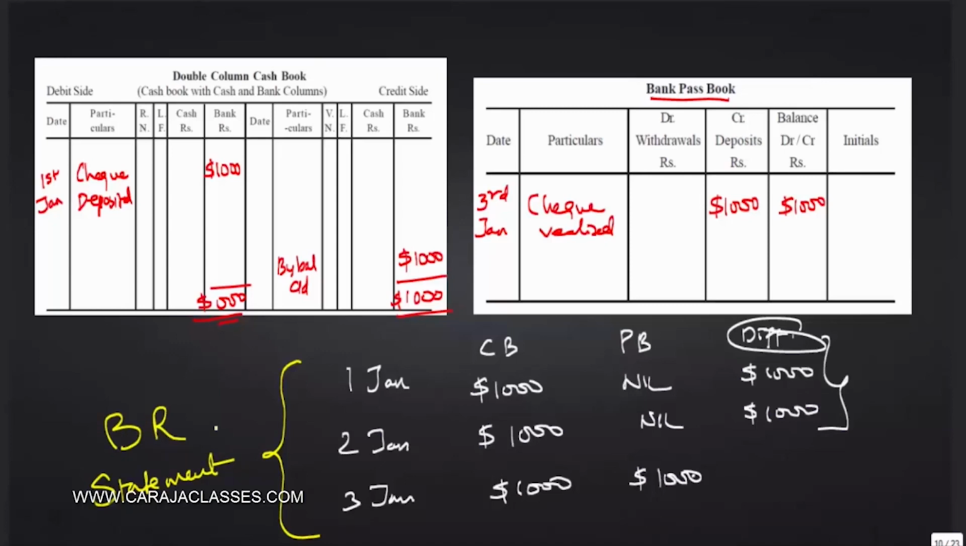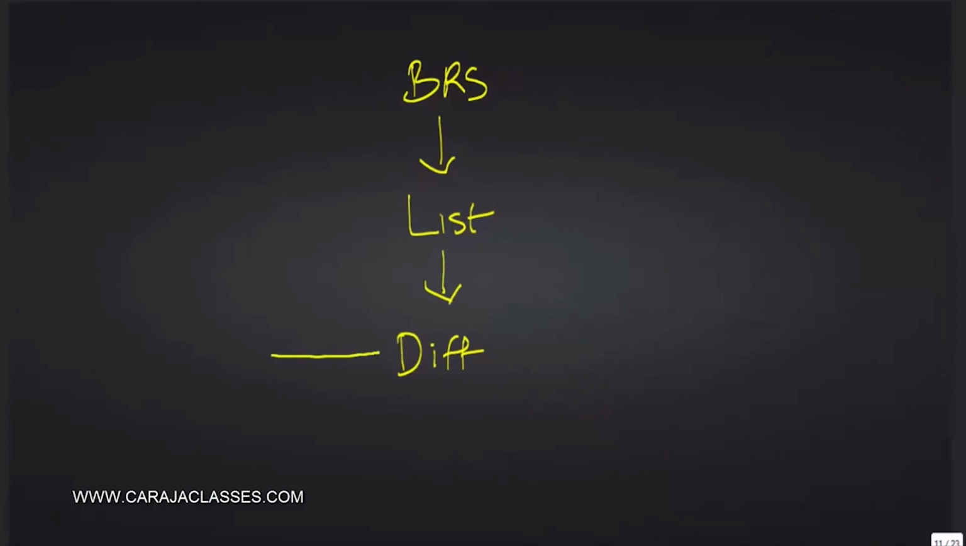So bank reconciliation statement is basically a list in which various items that cause the differences, the list which will show the various items that will cause the differences in bank balance as per your cash book and passbook. So it will indicate what are the items that are causing the differences between the balance as per your cash book and passbook.